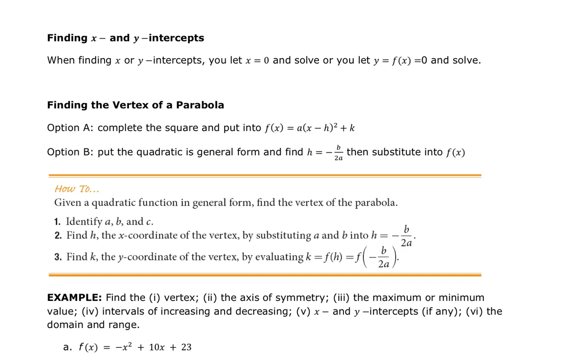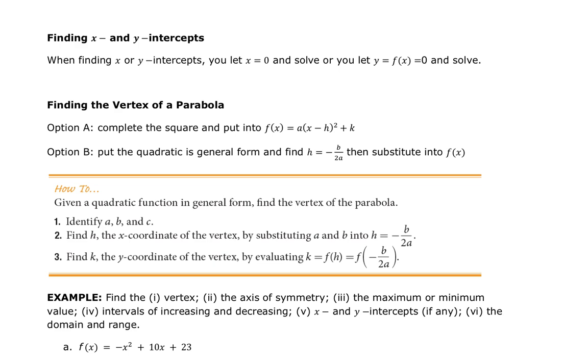To find the x and y intercepts, what we're going to do is do what we always do. To find the y-intercept, you let x equal 0. To find the x-intercept, you let y equal 0 and solve. Finding the vertex, you can complete the square and put it in this form, or you can use this where h is equal to negative b over 2a. Again, we will cover in calculus why it is this way, why we can quickly go there.